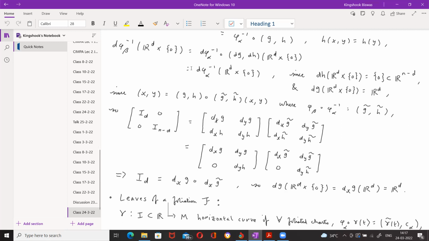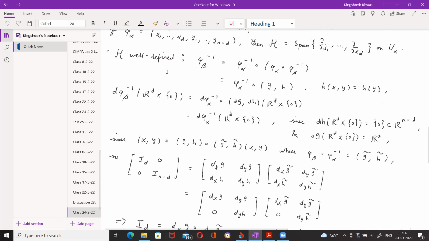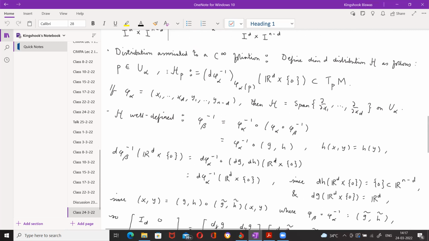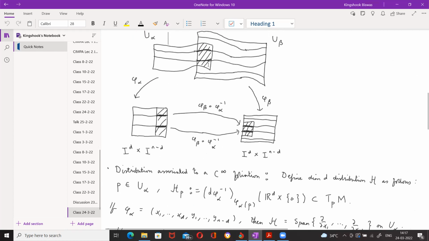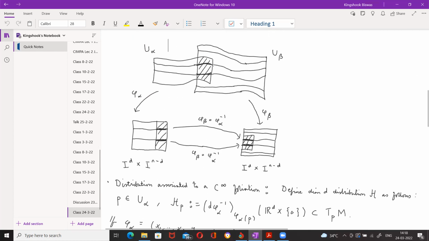Okay. And now how do we define the leaves? So you see this picture, the plaques in one foliated chart are also plaques, or parts of plaques, in the other foliated chart. So you want to grow these as much as possible until you get a maximal connected union of plaques.